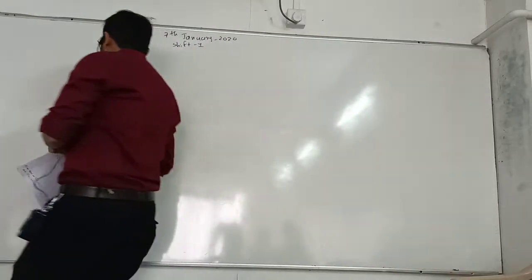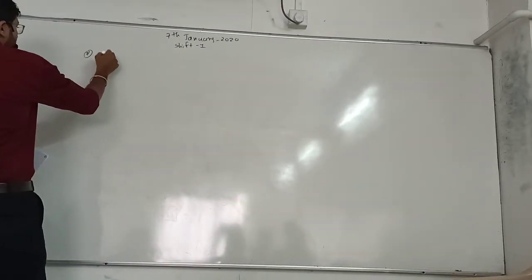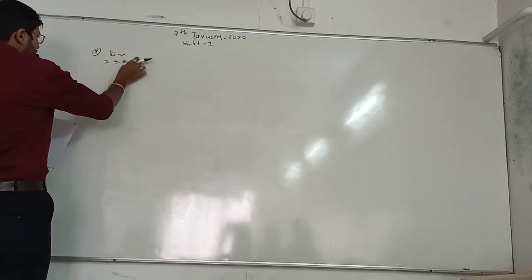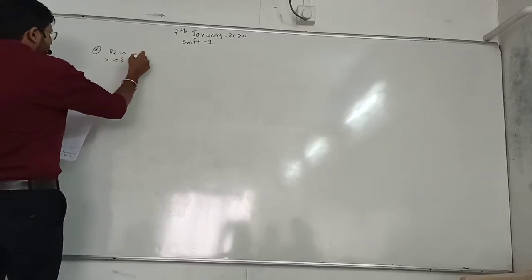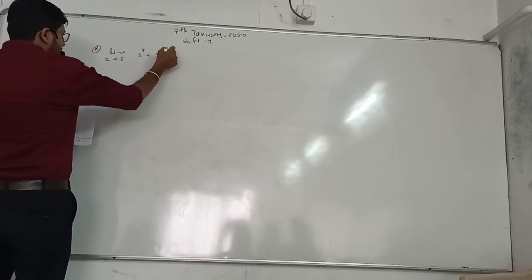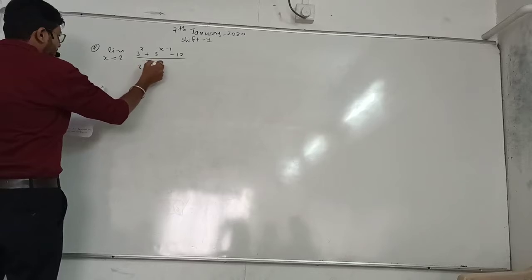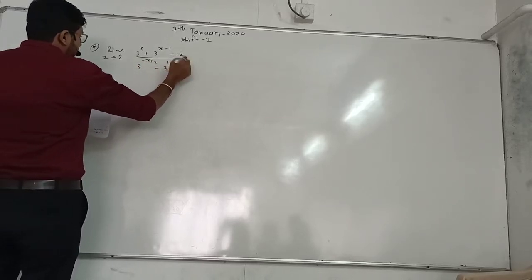Number 7. Limit x tends to 2 of (3 raised to x plus 3 raised to x minus 1 minus 12) by (3 raised to minus x by 2 minus 3 raised to 1 minus x).